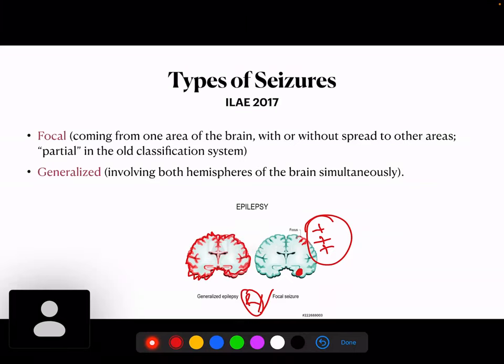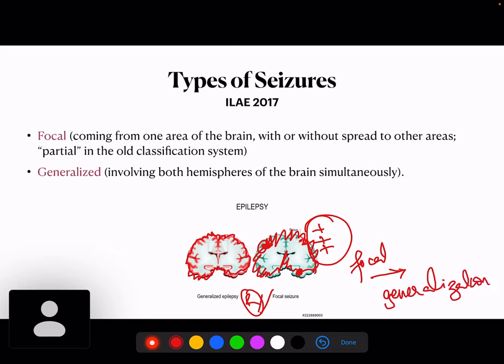What if there is one part of the brain that becomes electrically discharged and then it spreads to the entire brain? Is it generalized? Is it focal? Well, it's not generalized. It's still focal, but focal to generalized, secondary generalization. That is the terminology that we use now.